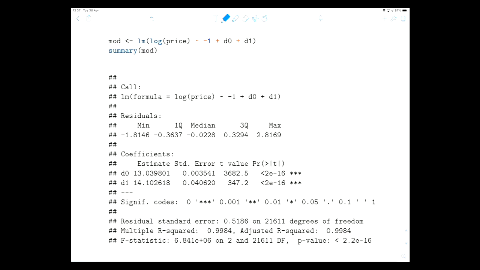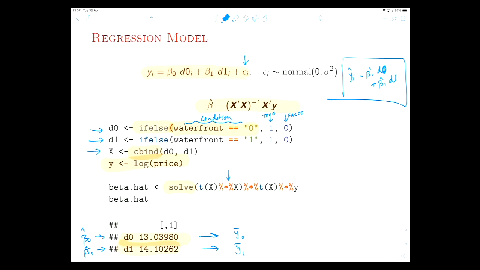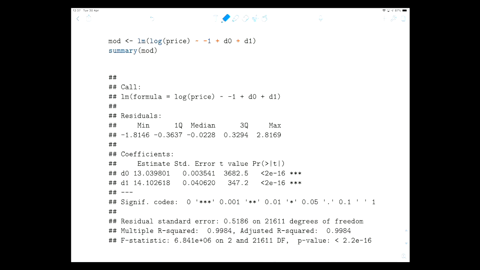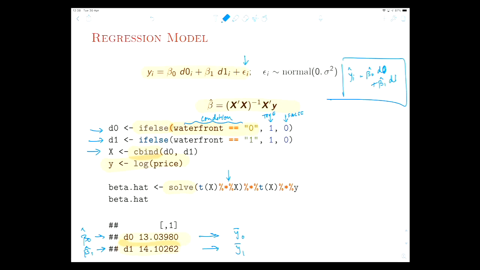So alternatively, rather than evaluating beta 0 hat and beta 1 hat using first principles, using matrices, we can just use the lm command. So we can fit a model. The model we are fitting is with log price as our response and D0 and D1 as our predictors. You'll notice that we have used a -1 here. That is to explicitly leave out the intercept. Remember, in this setup we did not have an intercept term.